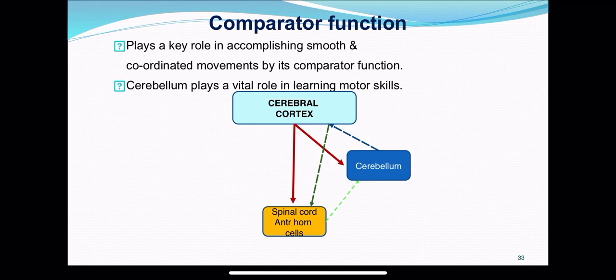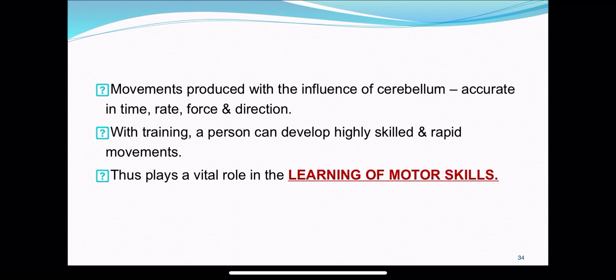So whatever impulses or commands given by the cerebral cortex to the spinal cord, it's being monitored, scrutinized and information, if something goes wrong, is sent to the cerebral cortex. The cerebral cortex will receive that impulse from the cerebellum and again correct the motor activity or the voluntary activity done by the muscles by the impulses received from the spinal cord. So the desired activity will be brought in now by the correcting measures of the cerebellum, and that is what we call the comparator function of the cerebellum. Because of this, the movements now become accurate in time, rate, force and direction.